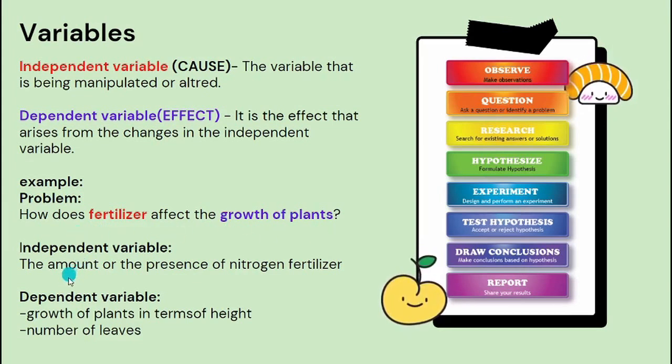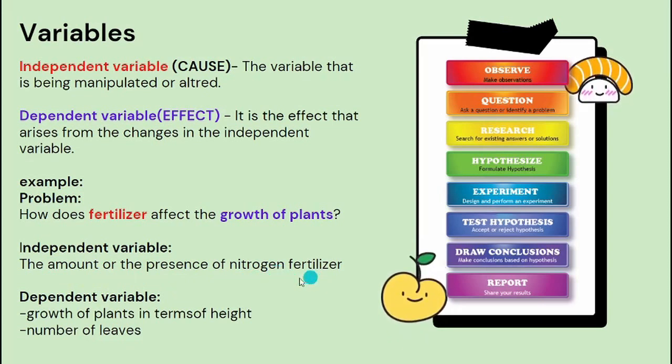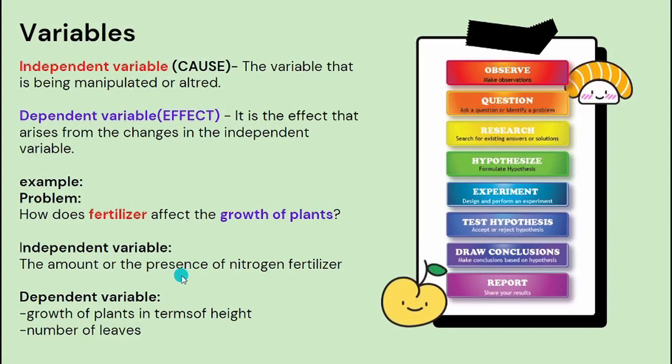Okay? So, the independent variable is the amount or the presence of fertilizer. Kung nitrogen man na fertilizer yan, or potassium, or phosphorus, basta kung anumang fertilizer yan na present or not present. Yun ang ating independent variable. Okay? Manipulated siya. Nababago siya. Okay? May fertilizer, merong walang fertilizer.